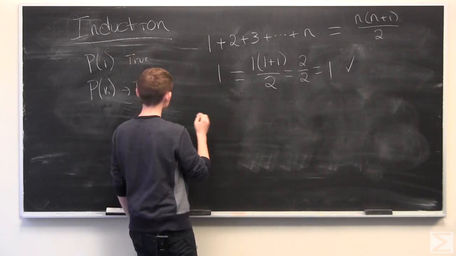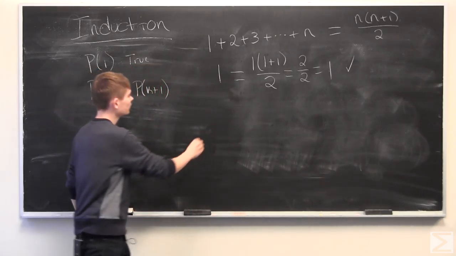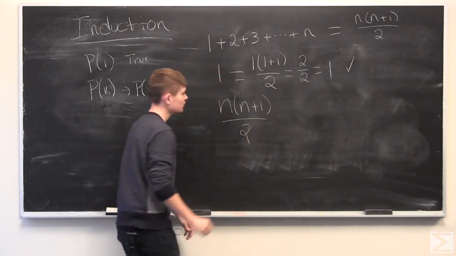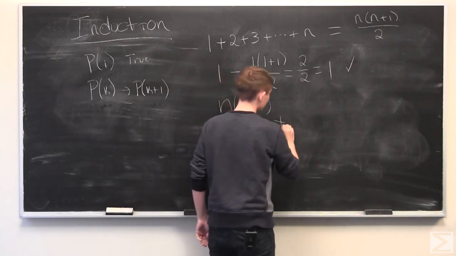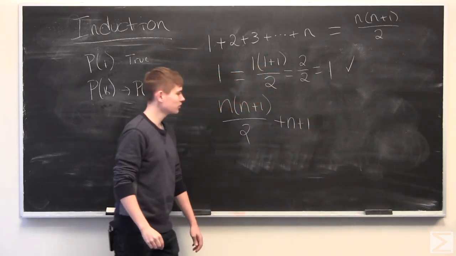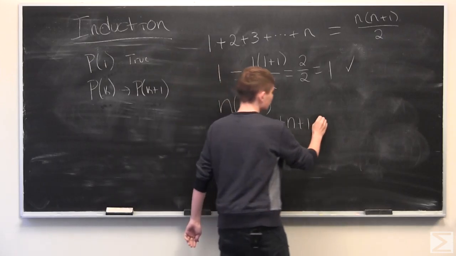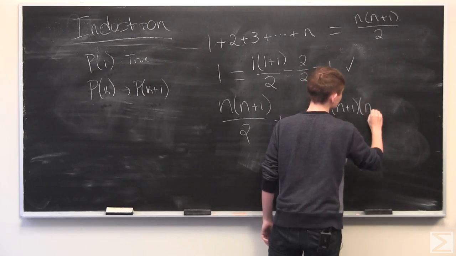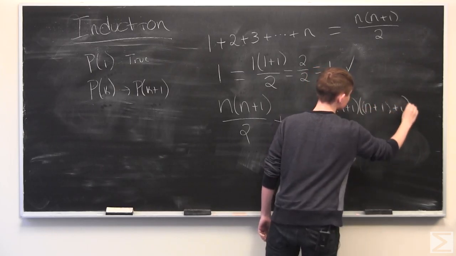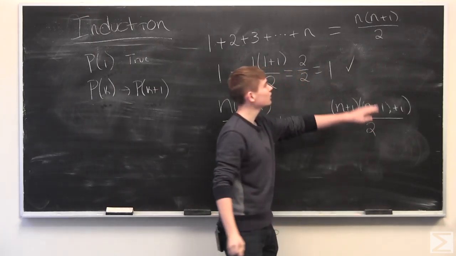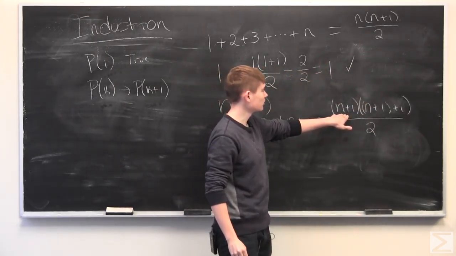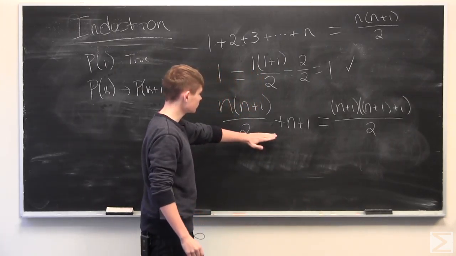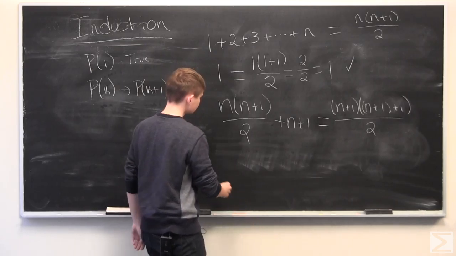And now we have to show that if we have the sum up to n, and we add the n plus 1th number, then we get the n plus 1th case, where we just plug in n plus 1 where n is. So we should start simplifying this and try to get to there.